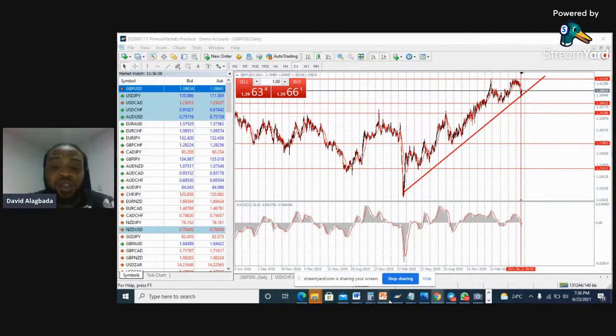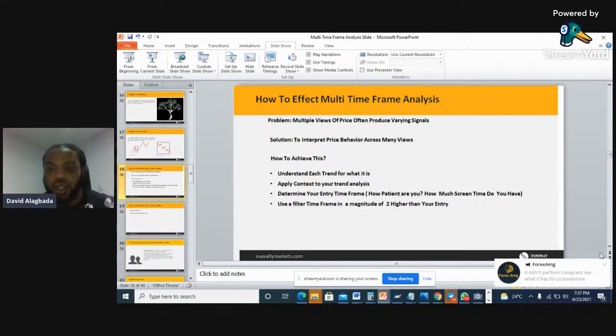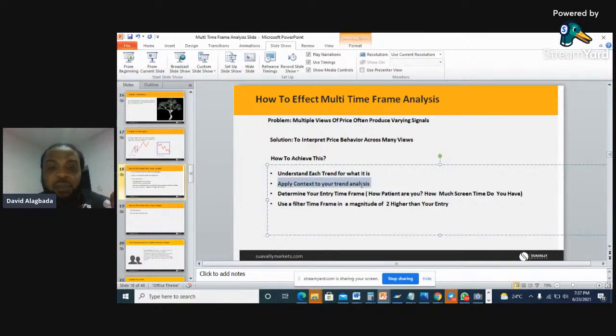Now, when you say that, it gives you a sense of which view of price, or which scale, you're on in terms of your analysis. That's what I mean by applying context. What you now have to do is determine your time frame. You need to determine your entry time frame.